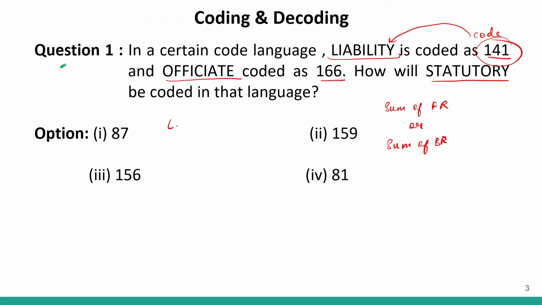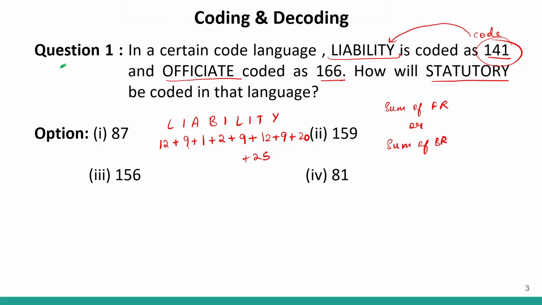Let us check for liability with forward ranks. So what is the code for L? Forward rank for L is 12. I is 9. A is 1. B is 2. Again for I it is 9. L is again 12, plus 9, plus for T it is 20 and for Y it is 25.